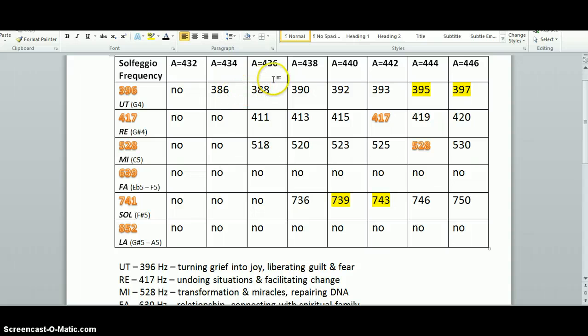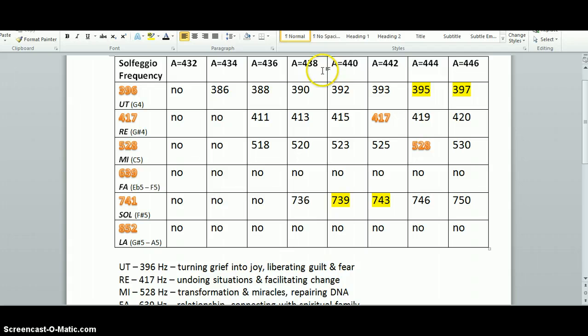Then you have over here a 436. We're getting closer. 388 on the 396 one. We're close on the re. So we'll just refer to this as the oot. We're close. We're within 6 cents on the re and within 10 points on the mi, and it doesn't work on any of the others.